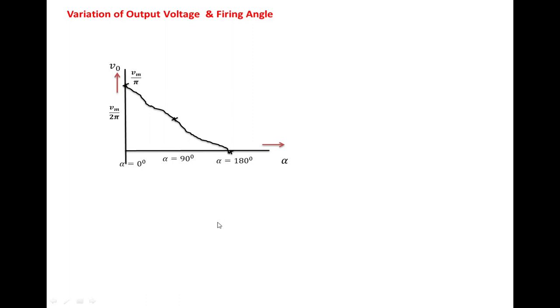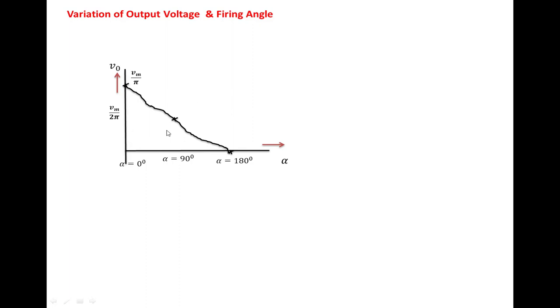If you draw the variation of the output voltage versus firing angle, take firing angle on the x-axis and output voltage on the y-axis. The range of firing angle is 0 to 180 degrees. Now we have taken three values. At 0 degrees we get Vm by pi. At 90 degrees we get Vm by 2 pi. At 180 degrees the average output voltage becomes 0. If we join all these points with a line, we get the variation of the output voltage versus the firing angle.